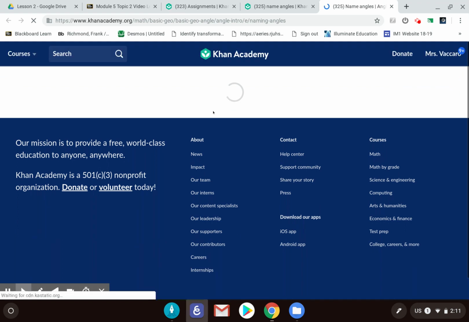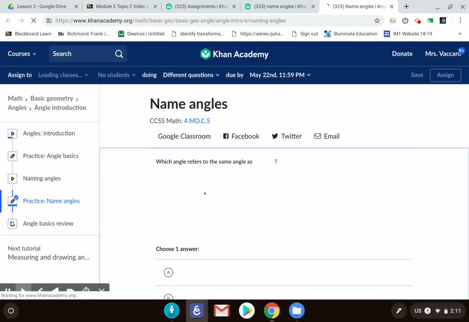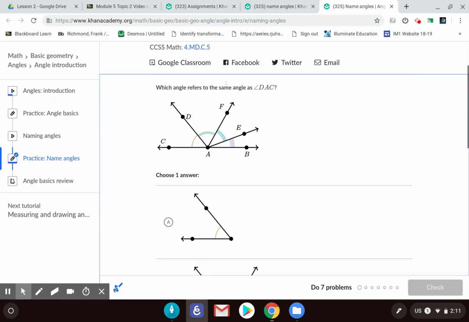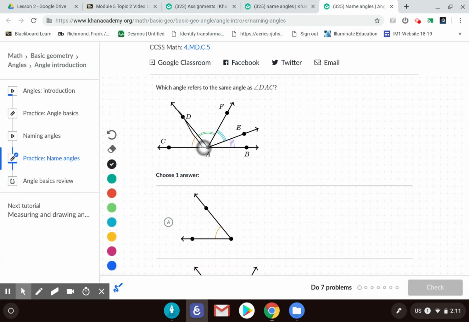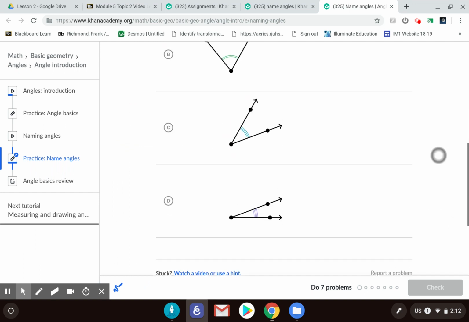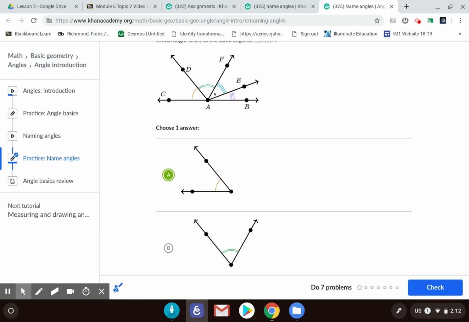There we go. So then if we're going to name angles, we're going to be looking at the letters of the points that are on the angle, making sure that the vertex is the one in the middle. So it says, which angle refers to the same angle as angle DAC. So DAC is right here, DAC. And we'll pick A. It's using colors to show you the measures of the angles and that they are congruent to each other.